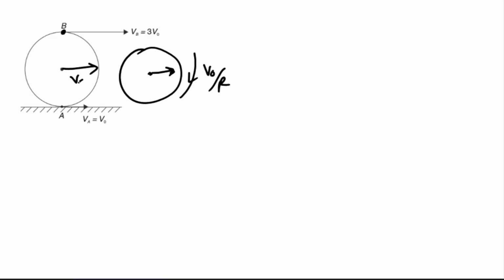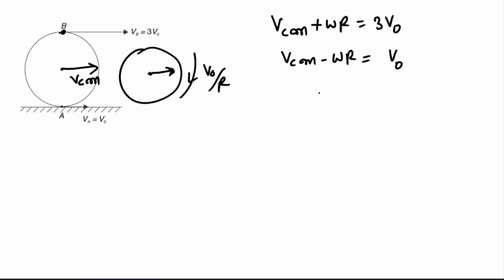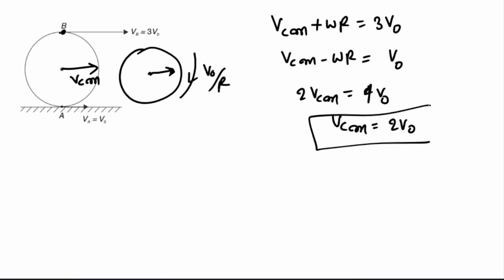Let's say its center of mass has a velocity of VCM. So this point will have velocity VCM plus omega r, which is 3v naught, and this point will have velocity VCM minus omega r, which is equal to v naught. If you add these two, 2VCM will be equal to 4v naught, and VCM is equal to 2v naught. So this is 2v naught.